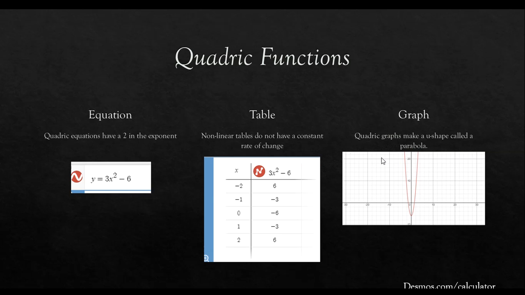For a graph of a quadratic function, it will make a U shape, or a parabola. In this one, we have an opening at the top, and our lowest point, or our minimum, is down here at the bottom. If our equation had a negative in front of our 3, then our U shape would be upside down, more like a rainbow, and it would open at the bottom and have a highest point at the top, which we would call the max.